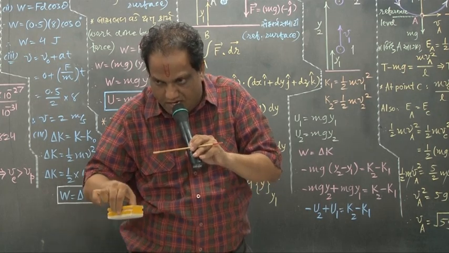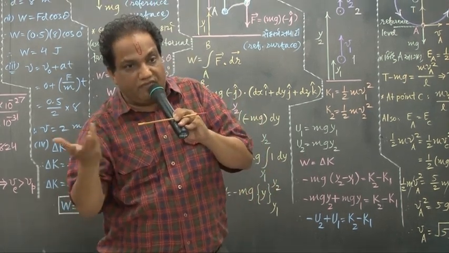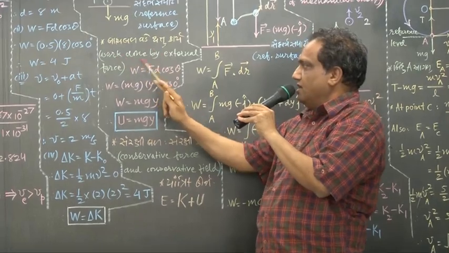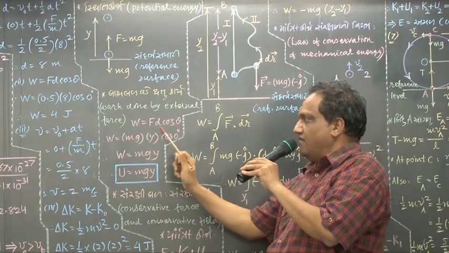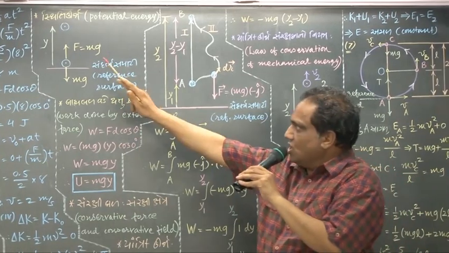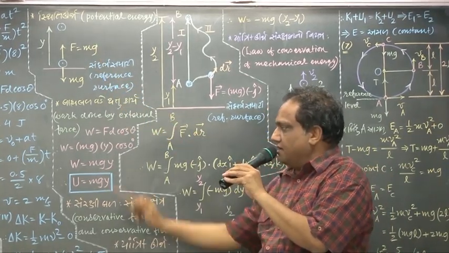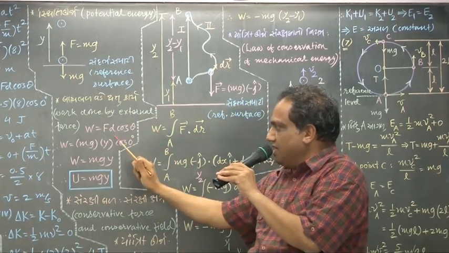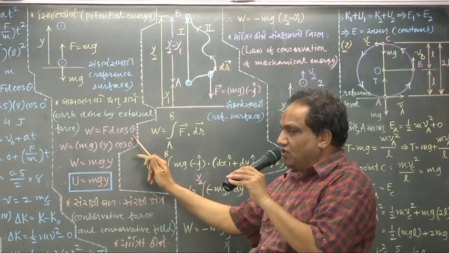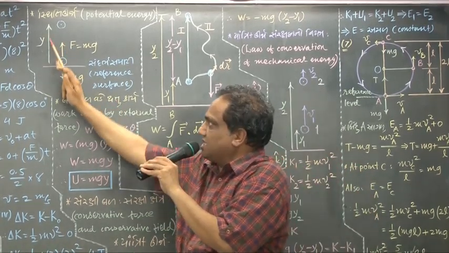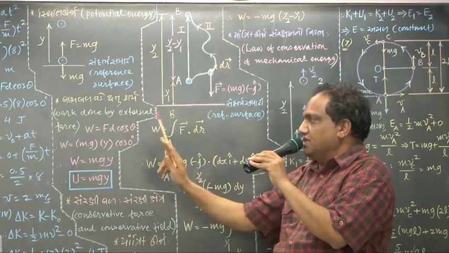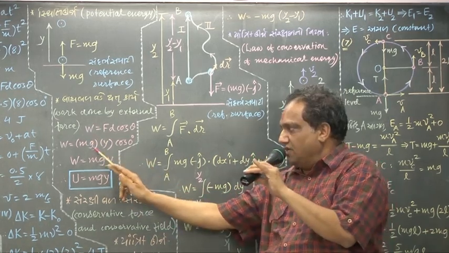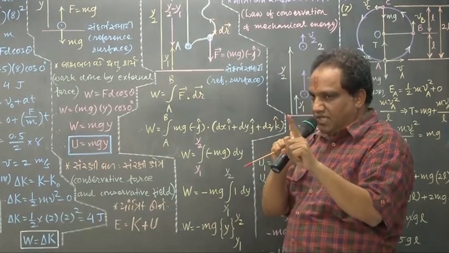Now tell me, what is the work done by the external force? Very simple. W equals F d cos theta. What is the external force exerted? Mg. F is Mg. The displacement from here to here is y. What is theta, the angle between this force and this displacement? 0 degrees, because they are in the same direction. So the work is Mgy, because cos 0 is 1. Mgy.